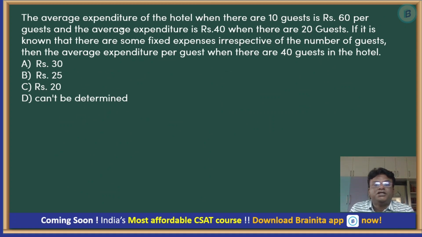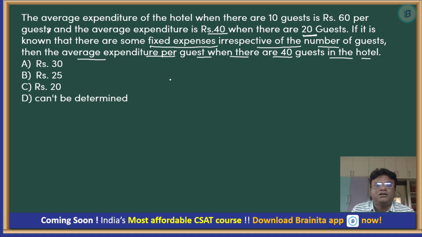The average expenditure of the hotel when there are 10 guests is rupees 60 per guest, and the average expenditure is rupees 40 when there are 20 guests. If it is known that there are some fixed expenses irrespective of the number of guests, then the average expenditure per guest when there are 40 guests in the hotel is. Okay. Now see this and understand this problem carefully.